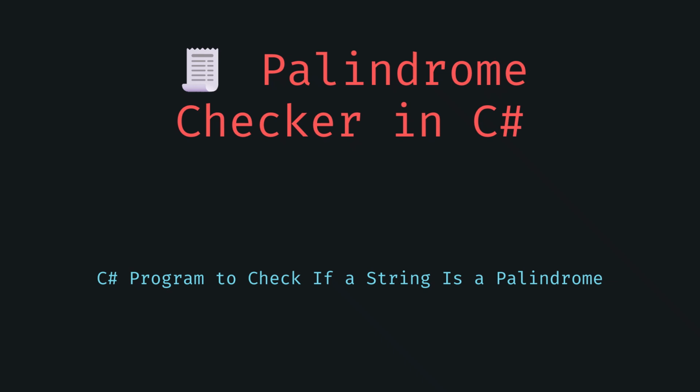Welcome. In this short tutorial, we'll implement a C-sharp function that checks whether a string is a palindrome. That is, it reads the same forward and backward.